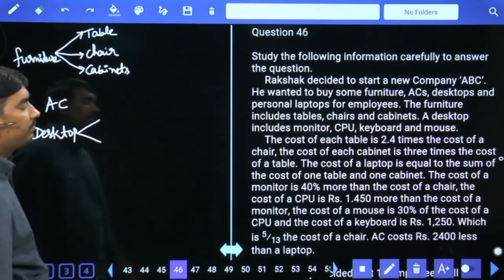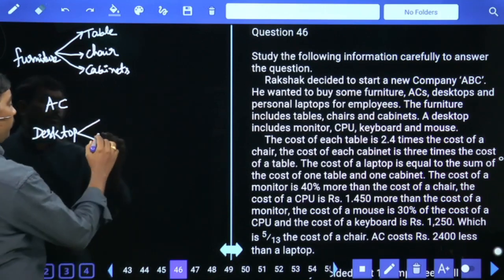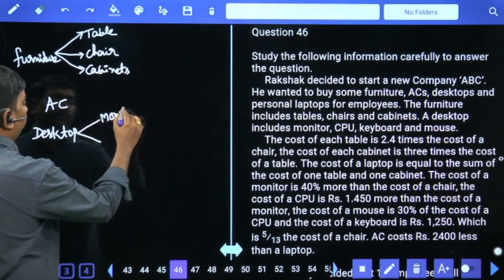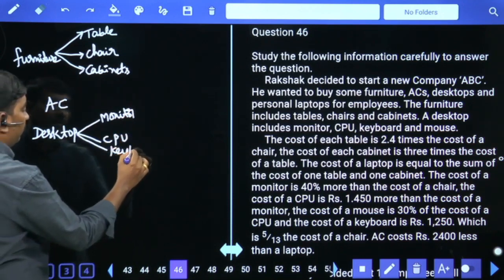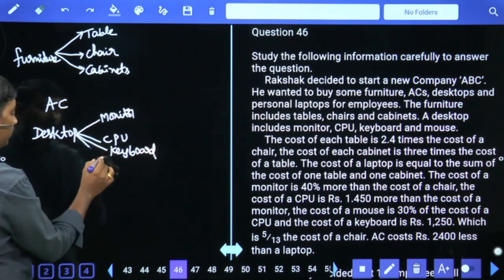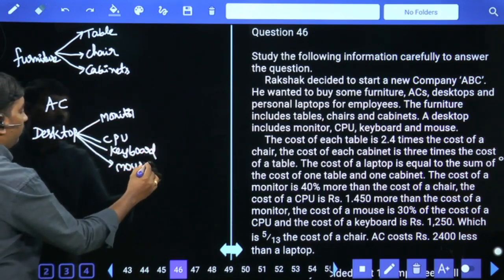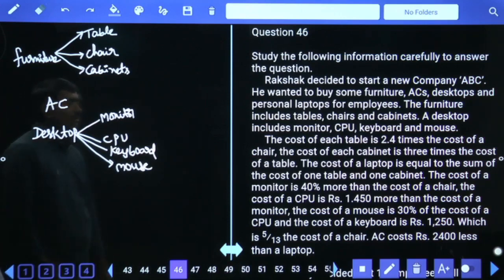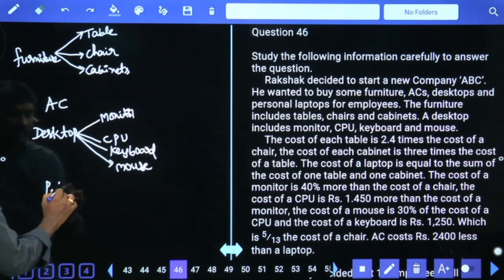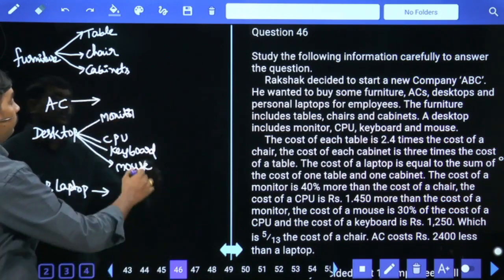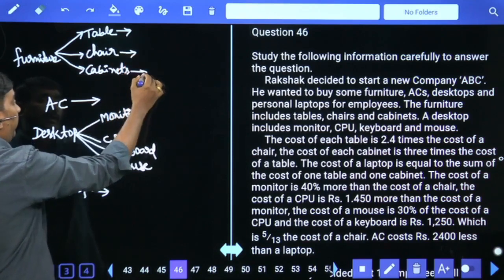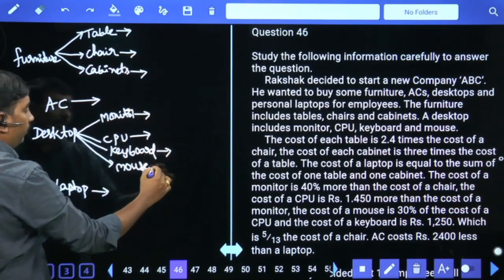Desktop includes monitor, CPU, keyboard and then mouse. And personal laptop. So these are the items he required. Table, chair, cabinet, monitor, CPU, keyboard, mouse.